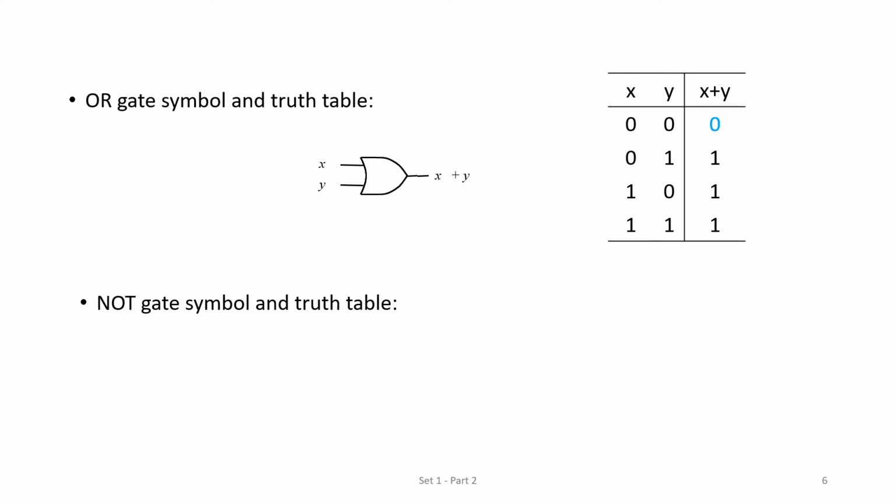Here we have symbol for NOT gate. Input is X, output is X prime. The truth table is simple. It has only one input variable, X, and these are the two possible values for X, and the corresponding output is shown here.